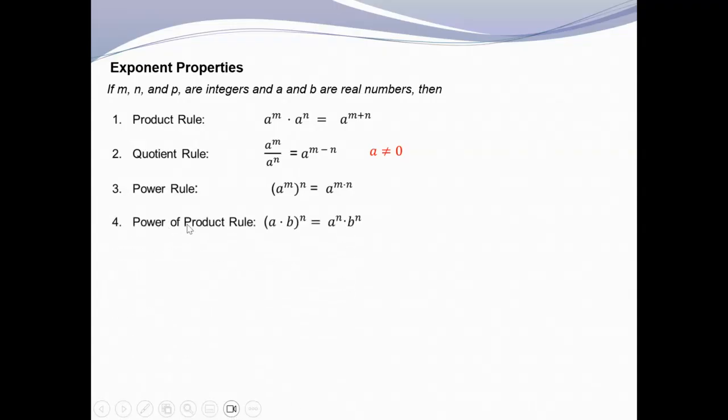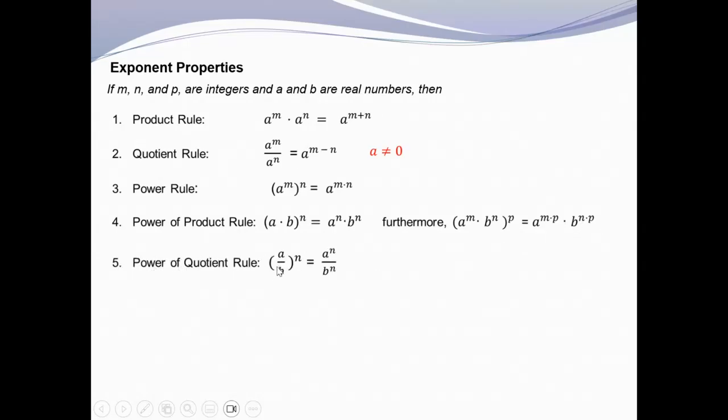The power of the product rule. If you have a times b to the n power, then it'll be a to the n times b to the n. And I'll be giving examples of each one of these. Furthermore, if you have a to the m times b to the n, all raised to the p, it will be a to the m times p times b to the n times p.